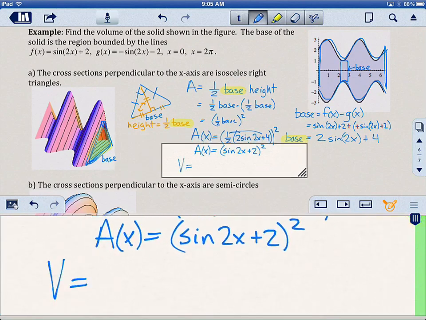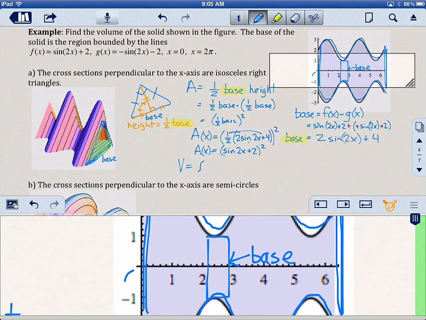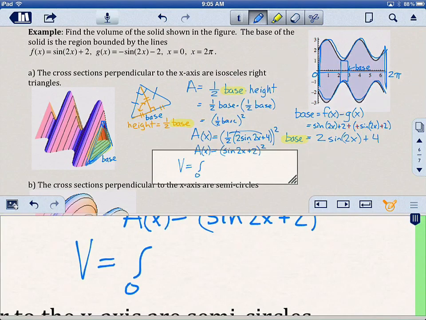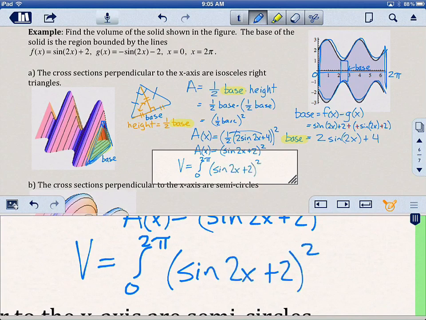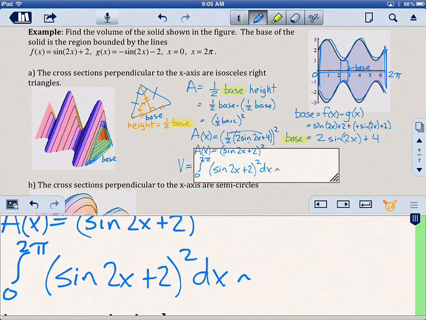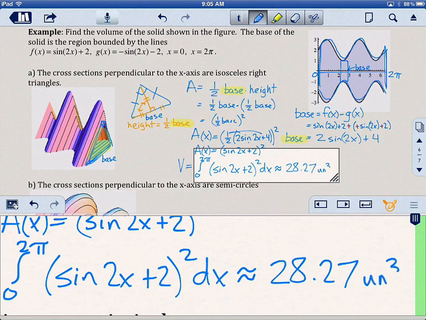Now to find our volume, we just need to find our limits of integration. Okay, we're going to find these right up here. So we're going from 0 all the way up to 2 pi. Okay, right along here. So definite integral from 0 to 2 pi of capital A of x, so sine of 2x plus 2 squared with respect to x. And using our calculator here, we get 28.27 cubic units.